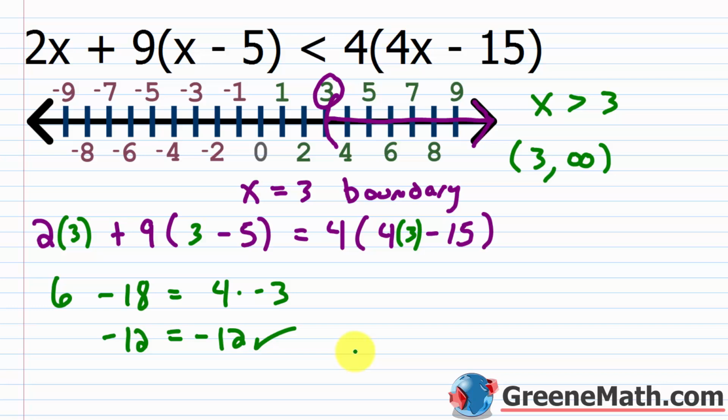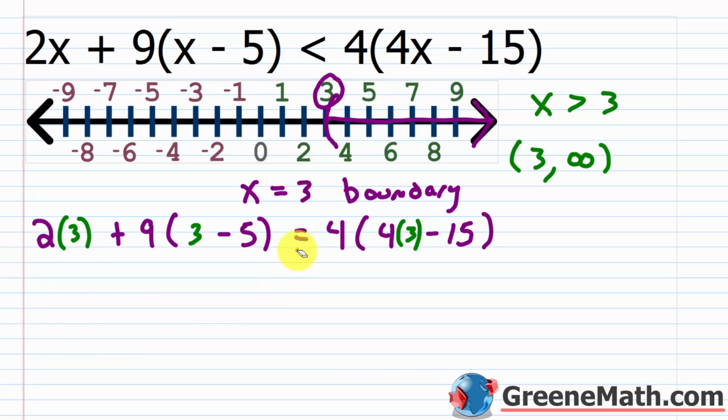So now what I want to do is I want to grab a number that's in the solution region, and I want to check that. So this is a less than. So if I check something in the solution region, it should result in a true statement. So let's just grab 5. So we'll plug a 5 in here, and here, and here. So 2 times 5 is 10, plus 5 minus 5 is 0. 0 times 9 is 0. So you just have 10 over here. So this is less than.